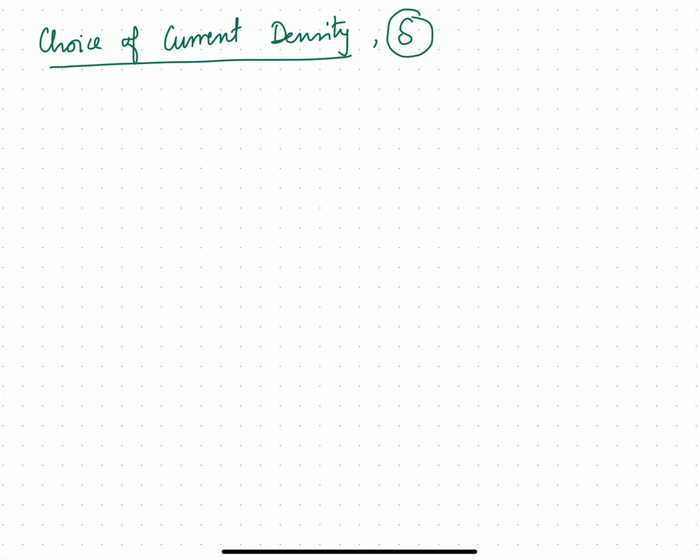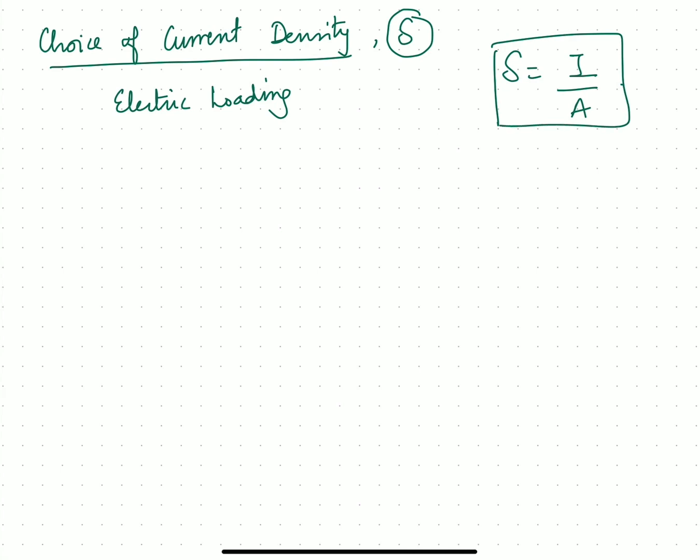Then we have to discuss the choice of current density delta. This delta depends on the electric loading, right? Since this is related to current, it depends on the nature of the load. What is delta? Delta is current over area, current per unit area.